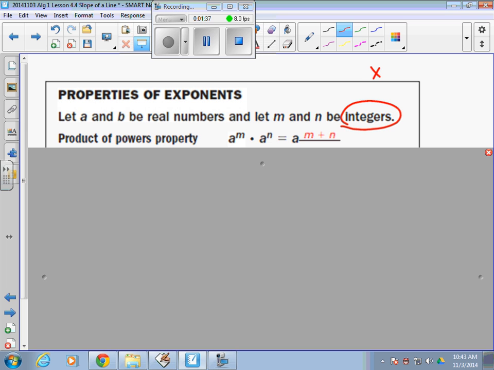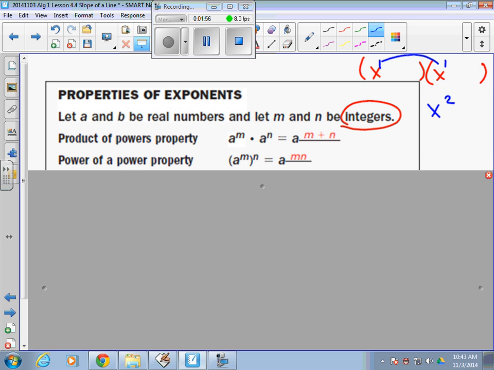We know if we're foiling something, x times x, if we do the first two terms, we know we have to do x to the 1 plus 1, and that's why we get x squared. So it's the same concept. Anytime you multiply, multiplication goes with addition. You add exponents, m plus n.